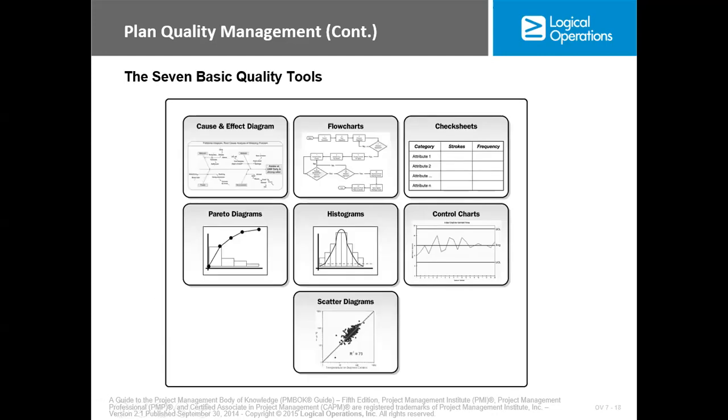Now, these are the 7 basic quality tools. We have the cause and effect diagram. The cause and effect diagram is also known as the Ishikawa diagram. It is also called the fishbone diagram.